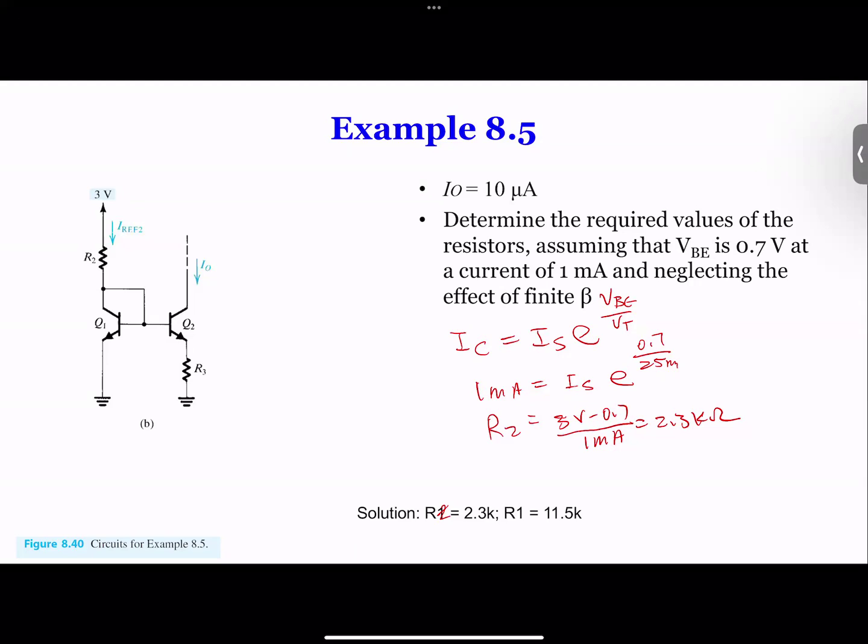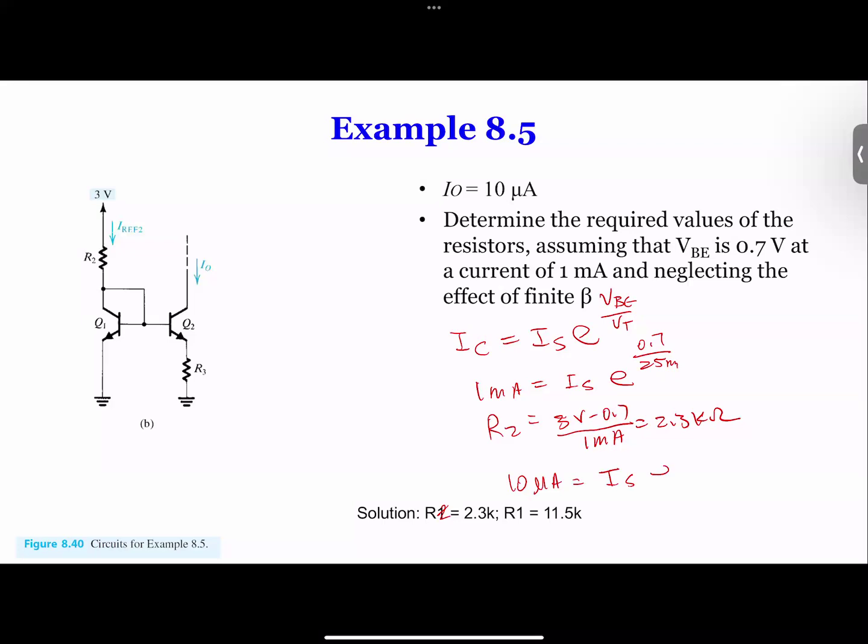Now, IO is already given. It says IO, we want 10 microamps. So IO is given. I can go back to this equation here. So I have this second equation: IO is 10 microamps, now equal to IS times e to the power VBE over VT. Now this IS was solved from this circuit over here. So from here, you already got IS. So now simply plugging IS over here, you see, you only have VBE as an unknown.